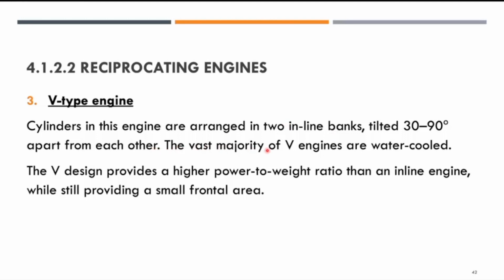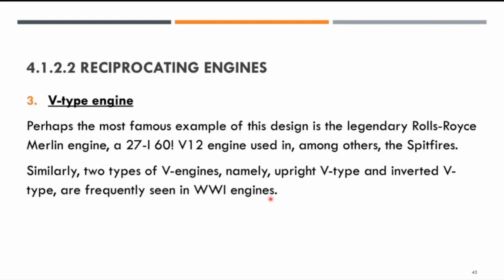So the vast majority of V engines are water cooled. The name V is because the engine is arranged in a V shape. The V design provides a higher power to weight ratio than an inline engine, while still providing a small frontal area. And why small frontal area? Because the smaller the frontal area, the smaller the drag of the aircraft, especially at the front part.